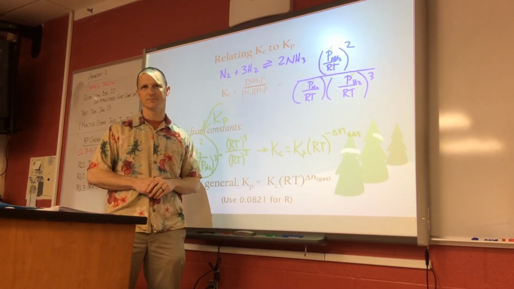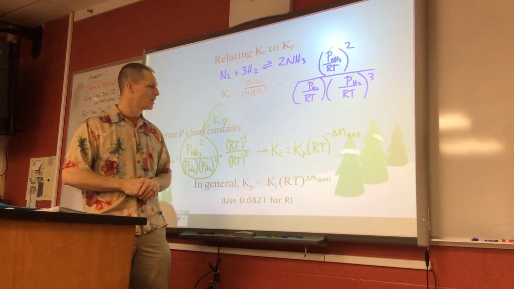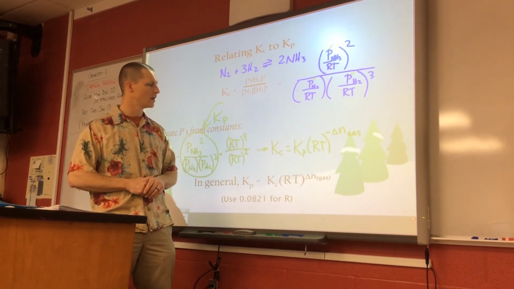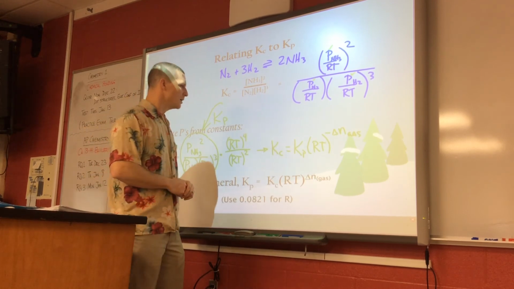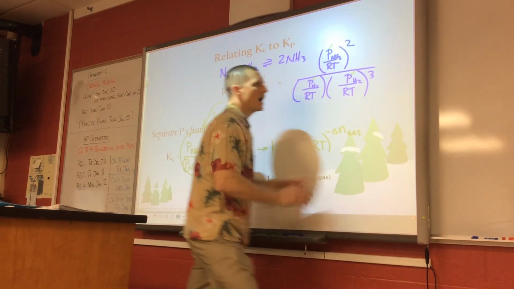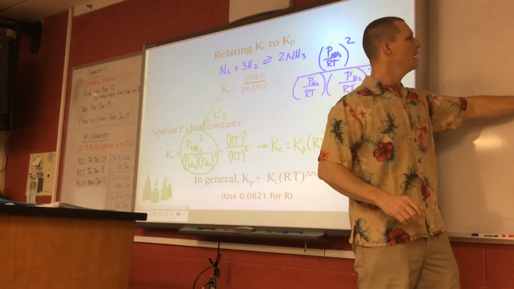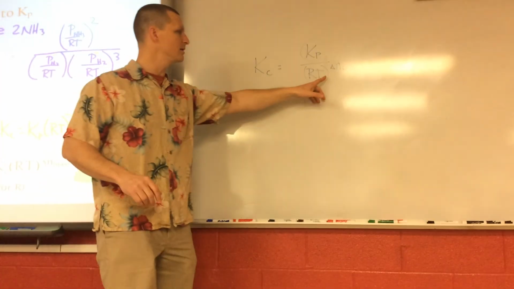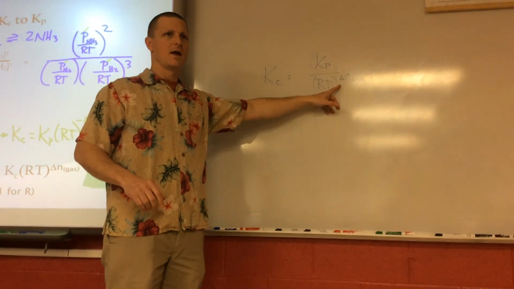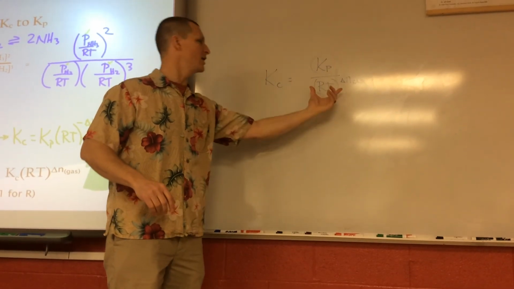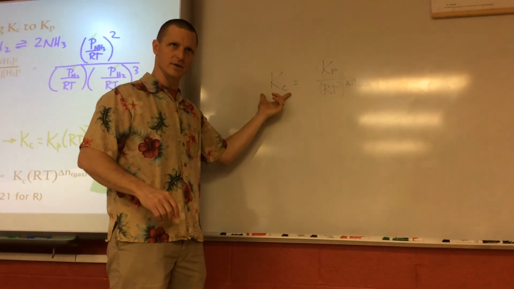Isn't it supposed to be KC over RT to the negative delta N? Because the RT is raised to a negative power, which means it goes in the denominator. And then I solved for KP, so I took this term and multiplied it by that over there.